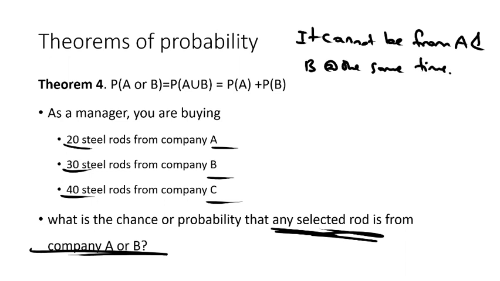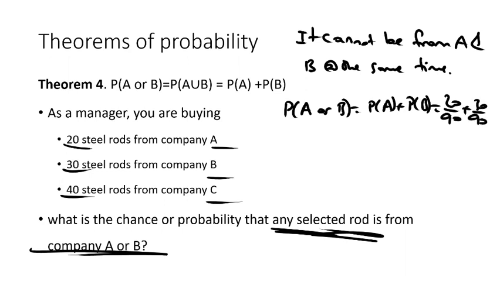It is either from company A or company B. So if you remember the formula, A or B will be equal to the probability of A plus the probability of B. So A is 20 by 90 and B is 30 by 90. It is 50 by 90. This is just the simple addition rule. You add the probabilities. Okay.